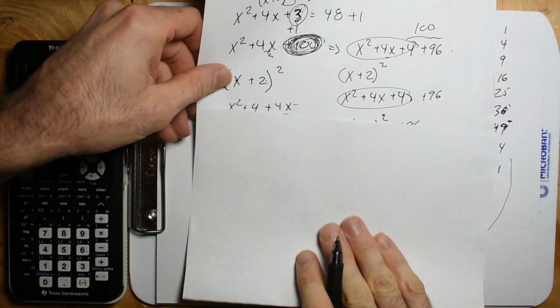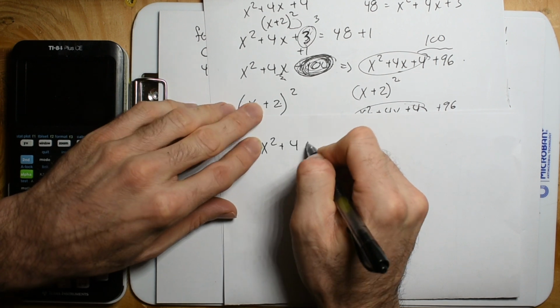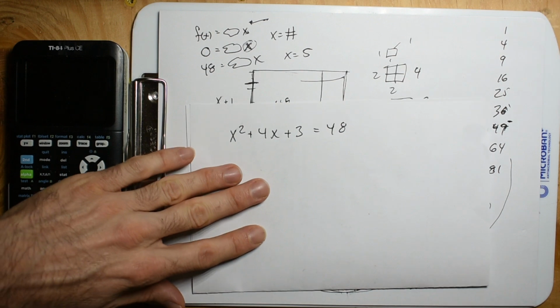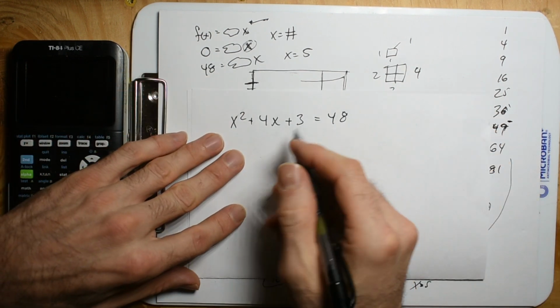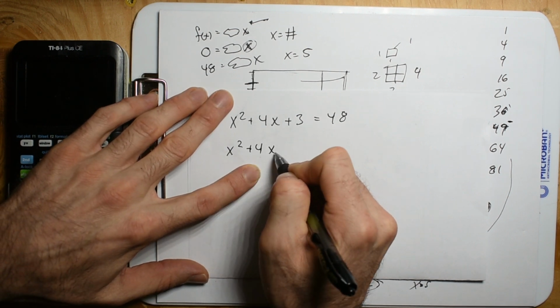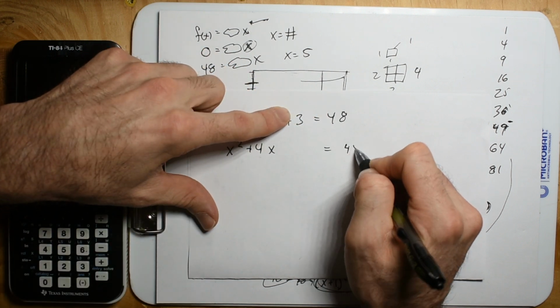Cool. All right, I think I'm almost done, but we're going to go back to this equation where we had x squared plus 4x plus 3 is equal to 48. And now we're going to complete the square in the way that I did in the video. We're going to x squared plus 4x, and now get this to the other side. That's going to be 48 minus 3 is 45.